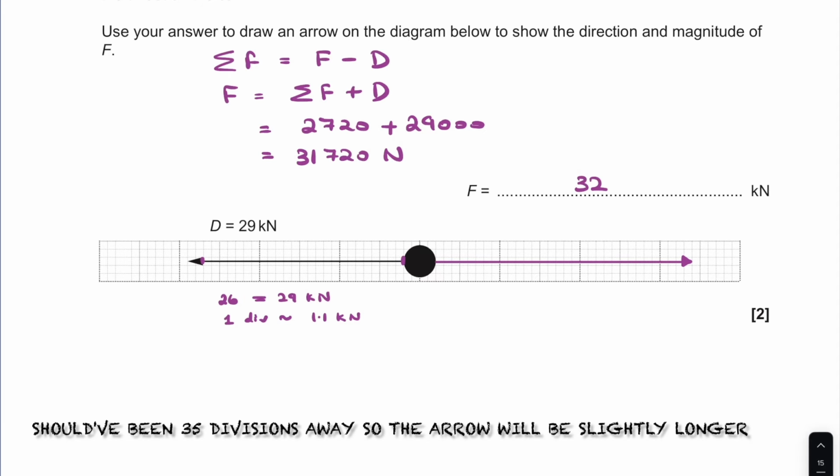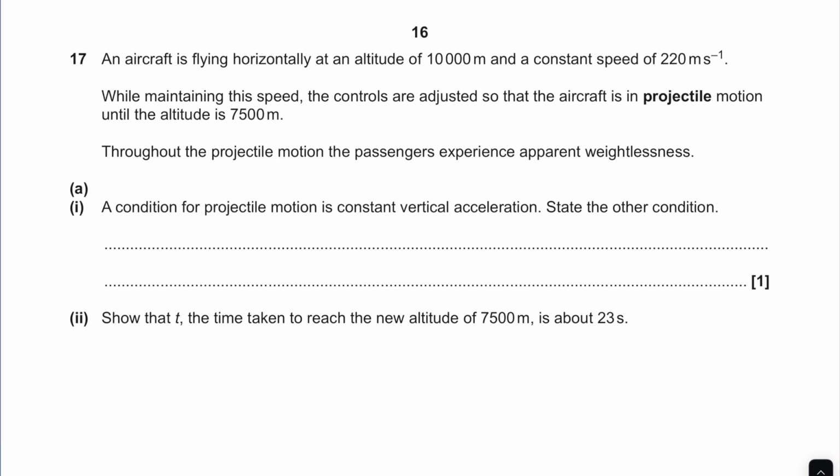Okay, let's move on to the next question. We've been given that an aircraft is flying horizontally at an altitude of 10,000 meters and a constant speed of 220 meters per second. While maintaining the speed, the controls are adjusted so that the aircraft is in projectile motion until the altitude of 7,500 meters. The passengers experience apparent weightlessness.